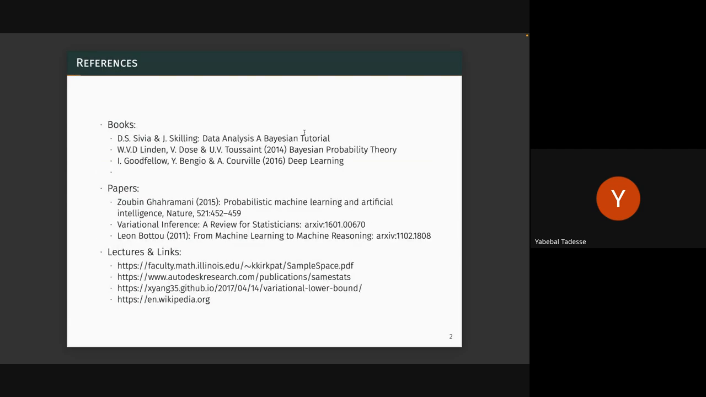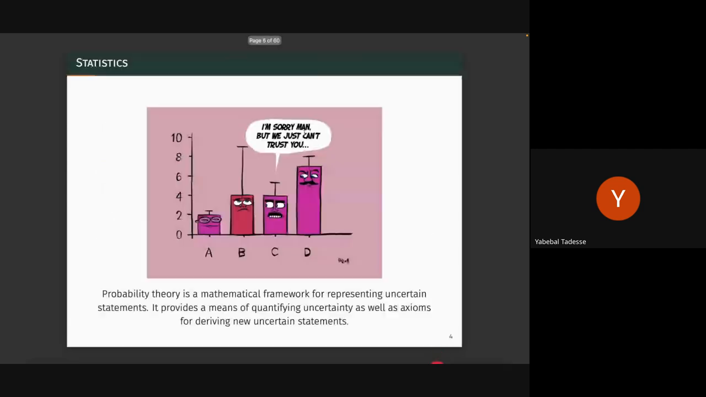So again, I will share so you will be able to see. And the usual, I'm sure you have seen this one. It's a lot more about probability as a mathematical theorem, a mathematical framework for representing uncertain statements. Mathematics in itself is unable to handle uncertain statements, but its derivative, statistics, is able to deal with them.